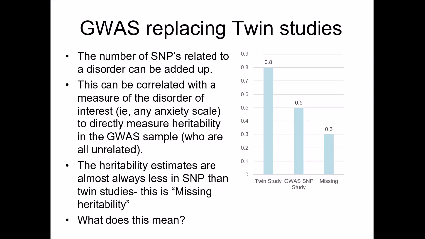Now, increasingly, the GWAS is replacing the twin study. We got all these SNPs. We add up the risk that each SNP conveys, and we get an SNP heritability estimate. Now, when we do that, we find an odd thing almost all the time, that the SNP estimate is lower than the twin study, and we refer to the difference between the two as the missing heritability. What does that mean? Well, stay tuned.